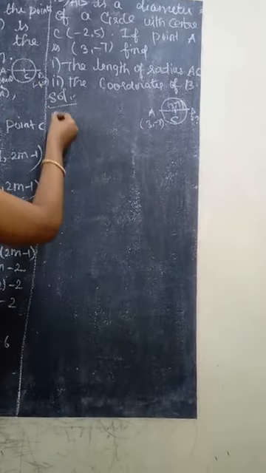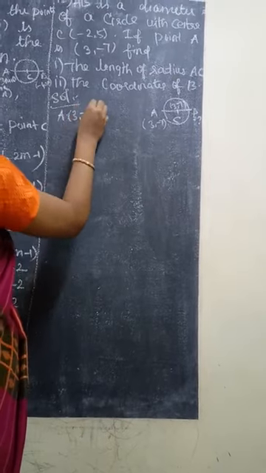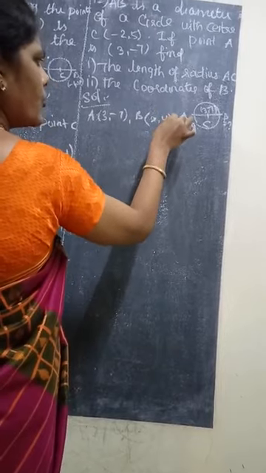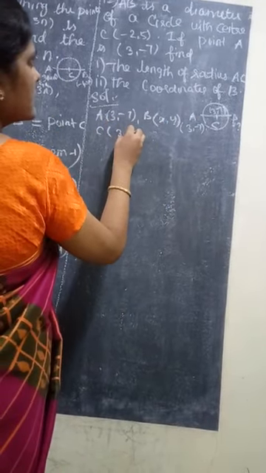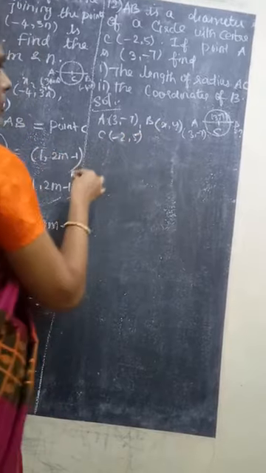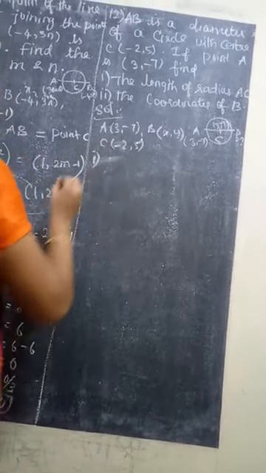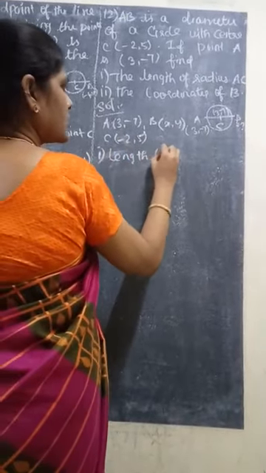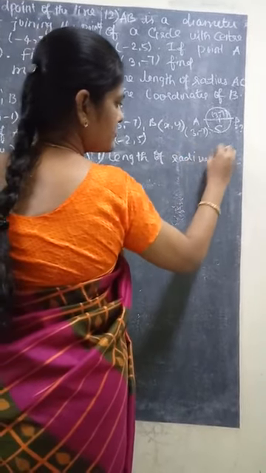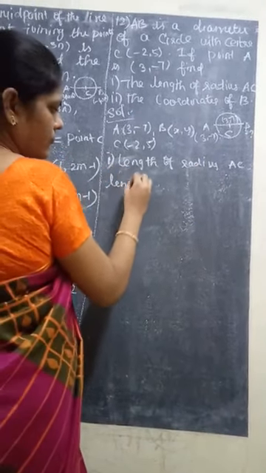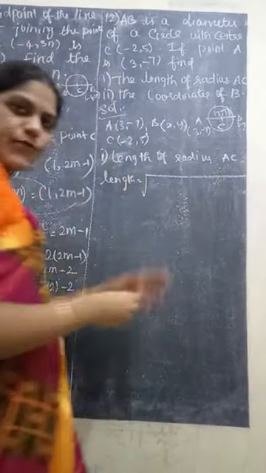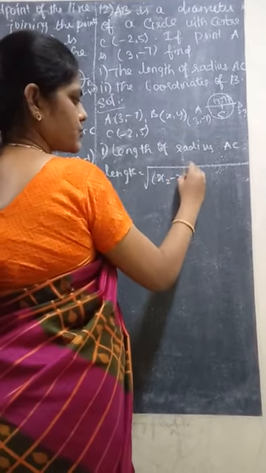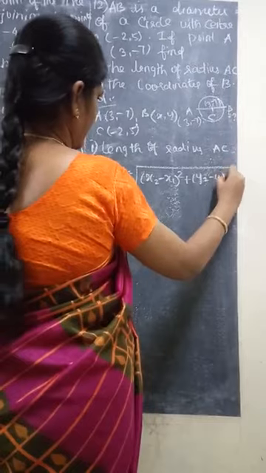Next, what is the first one? A point is (3, -7). B point we may not know, so we consider it as (x, y). Next, C point is (-2, 5). Apply the first one: they ask to find the length of the radius AC. So finding the length, what is the formula? This formula we already saw in the 9th standard, that means the distance formula: square root of (x2 - x1) the whole square plus (y2 - y1) the whole square.